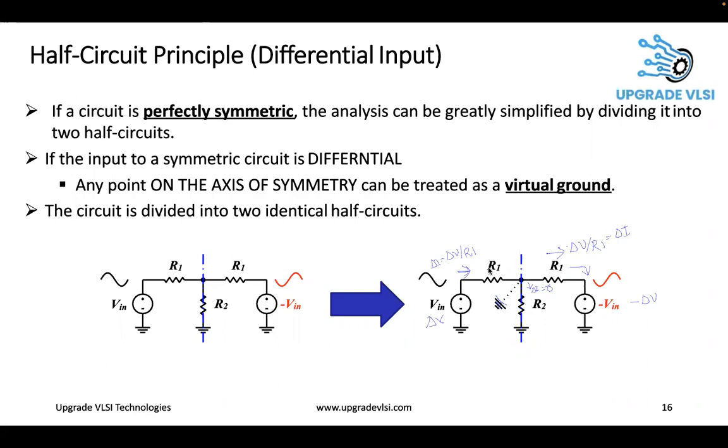So take any circuit which is symmetric. The first point is that it has to be perfectly symmetric. This is the first key point. And the second key point is differential signals. It is only for differential signals, I'm assuming. So if these two conditions are met, then the components present at the symmetry axis here are virtually ground. It will not consume any current.